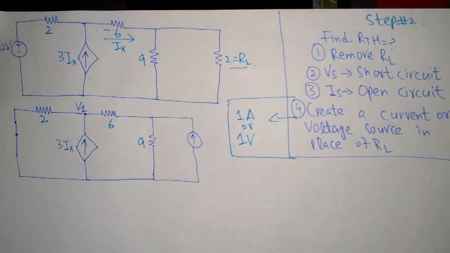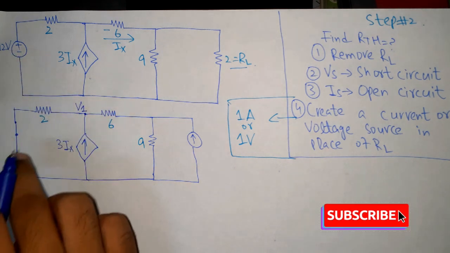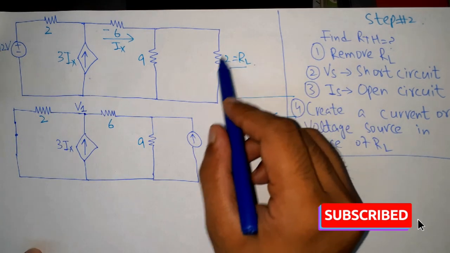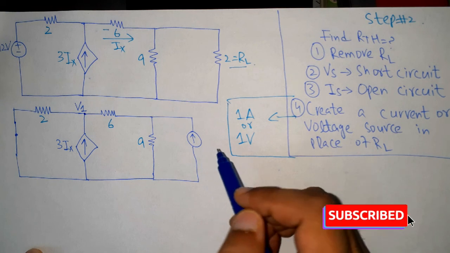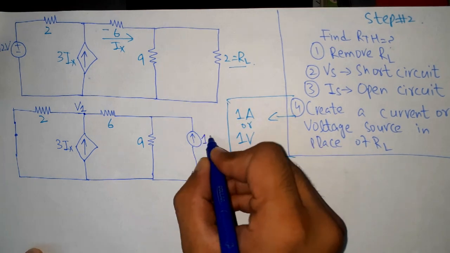Students, after applying 4 steps, our circuit is updated. We need to short the voltage source. We will short it, remove the load resistance, and create a current or voltage source. I will create a voltage source. It will be very simplified.